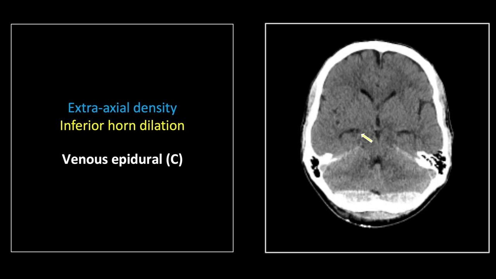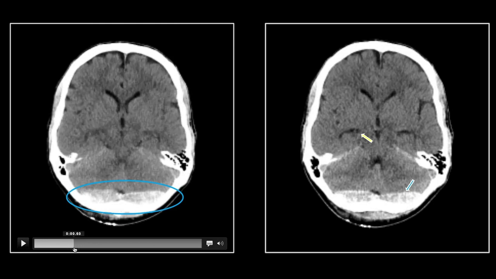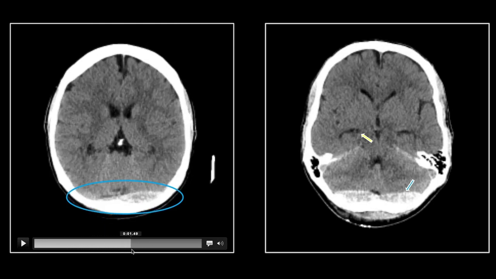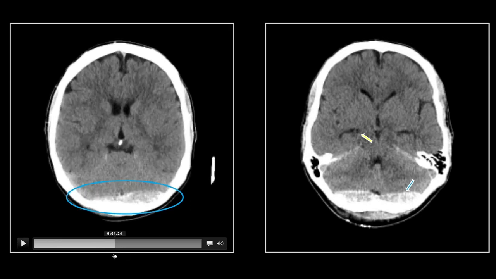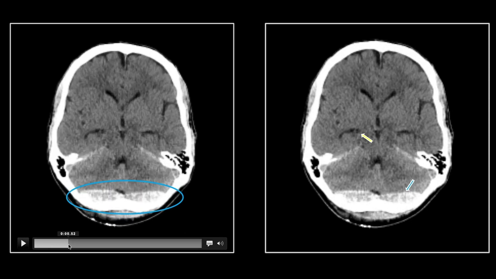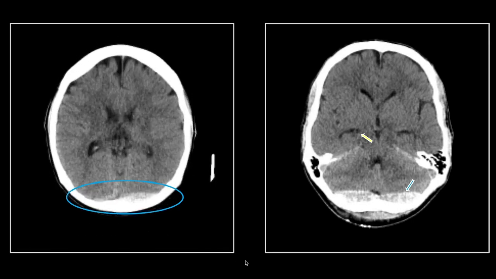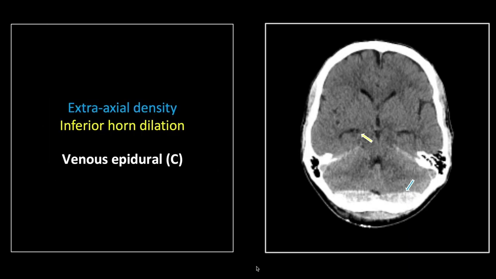But in either case, in such a young brain, the prominence of those inferior horns is a very important finding to note. There it is on the cine, a bilobed but still lentiform extra-axial density, all the more concerning by virtue of its posterior fossa location, and most likely resulting in early hydrocephalus, which gives us these prominent inferior horns. So that was a venous epidural hemorrhage related to transverse sinus injury.